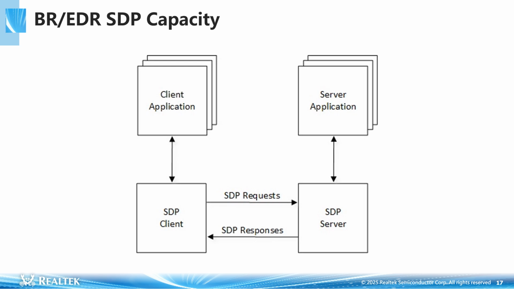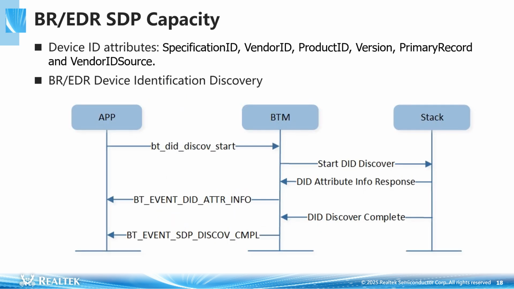Each service record contains information about a single service. A client can retrieve information from a service record maintained by the SDP server by issuing a SDP request. Device ID information for the device is exported in terms of an explicit SDP record on that device. The device ID service record attributes include specification ID, vendor ID, product ID, version, primary record, and vendor ID source.